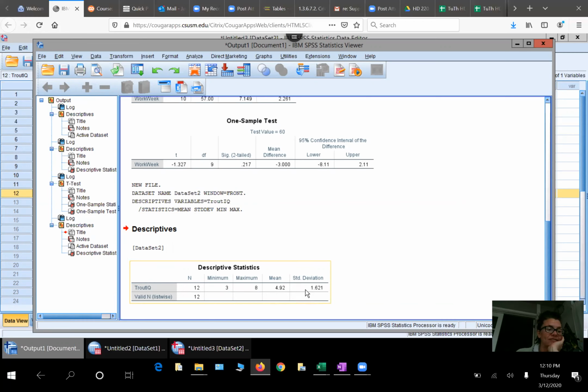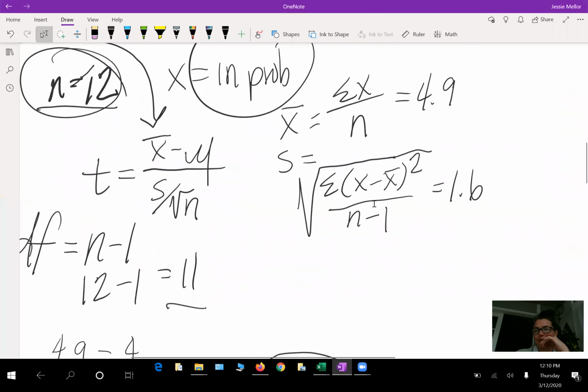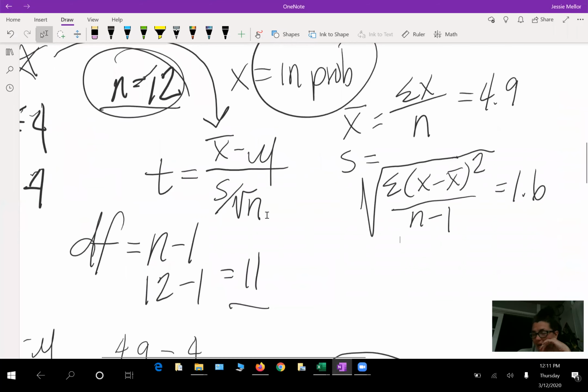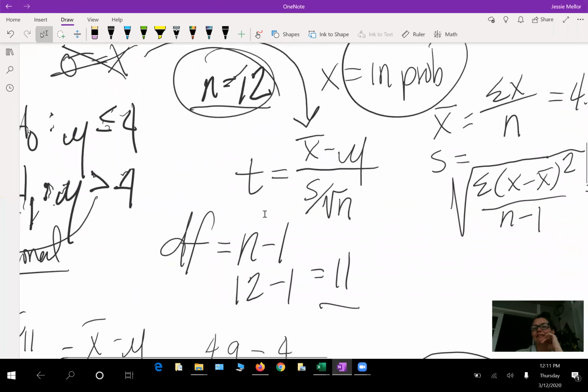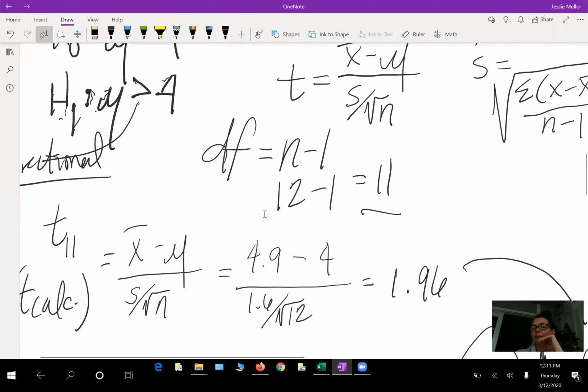So that standard deviation of 1.6, I'm going to take that and I'm going to divide that by the number of my sample, and that's going to get me the standard error. So, right, I've got my 4.9, I've got my 1.6. I divide that by the square root of my sample. That gives me my standard error, and it gives me my t.